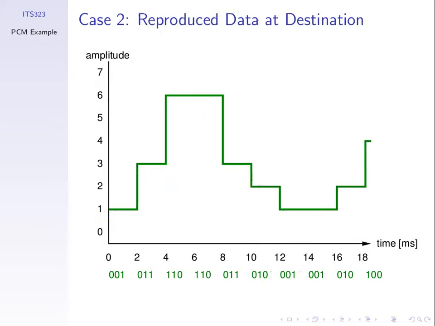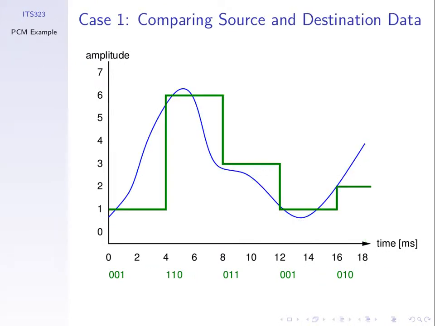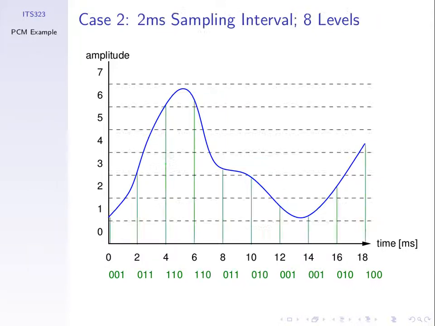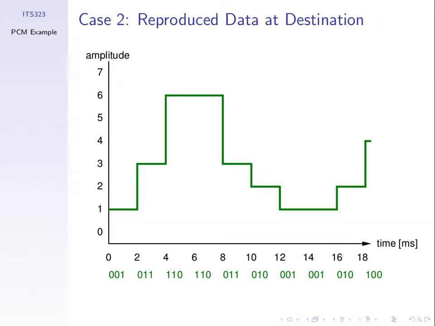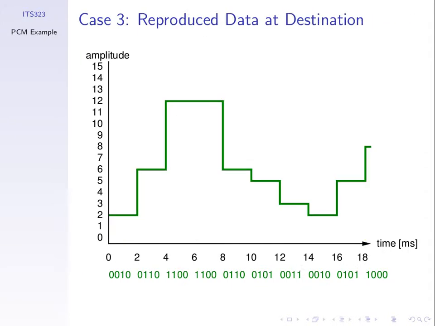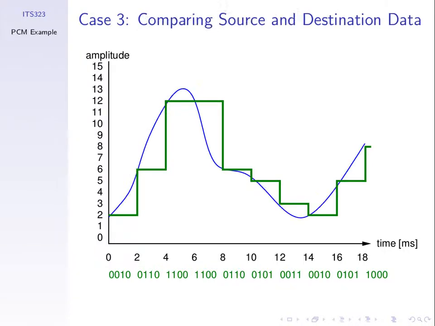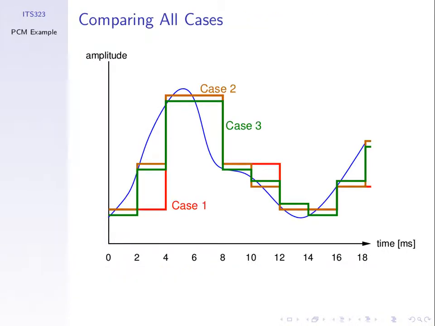Case one is this green one. 4 milliseconds, 8 levels. Case two is 2 milliseconds, 8 levels. And case three is 2 milliseconds, 16 levels. Change the number of levels. Which one is closer to the blue line? Just visually.